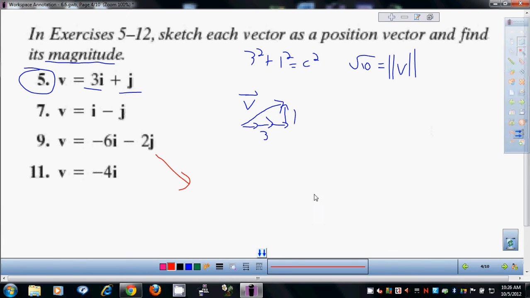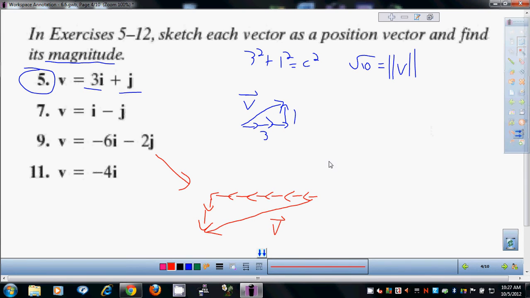Am I going to go left or right? Left, 6, because it's negative. Am I going to go up or down? Very good. So here's my resultant vector. Vector v again.